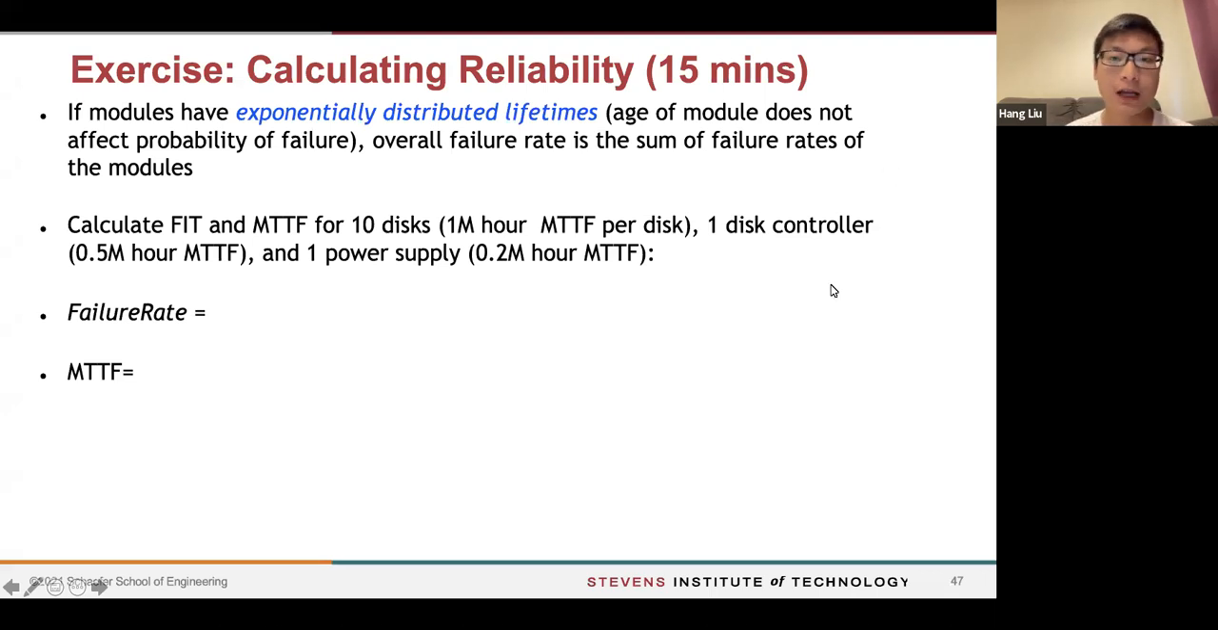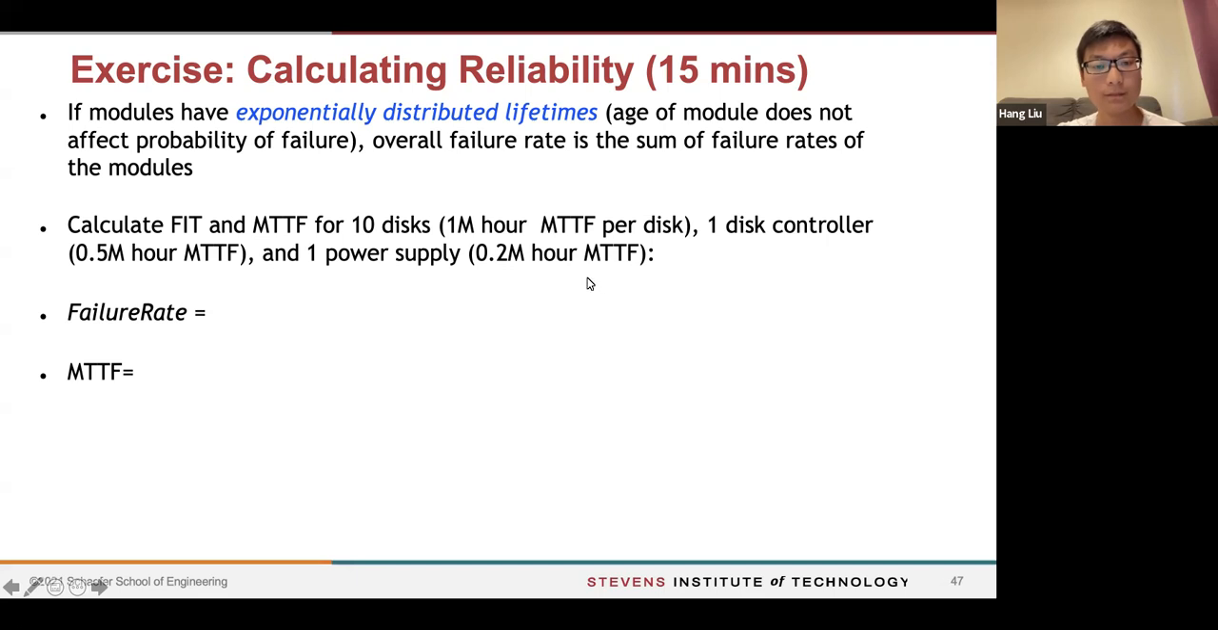Can you use 15 minutes to do this calculation? If modules have exponentially distributed lifetimes, the overall failure rate is the sum of the failure rates. Calculate the FIT and MTTF for 10 disks.